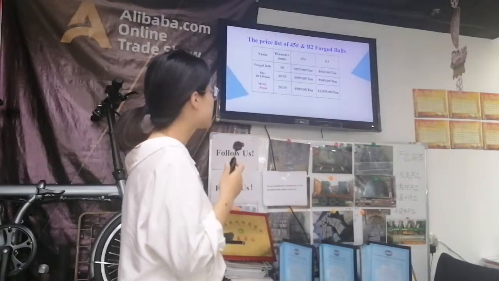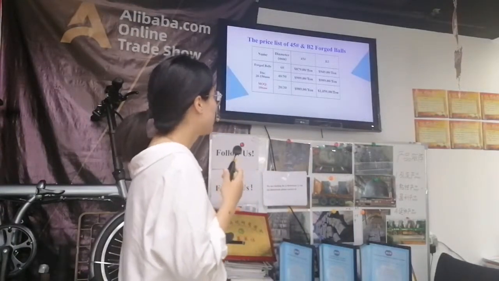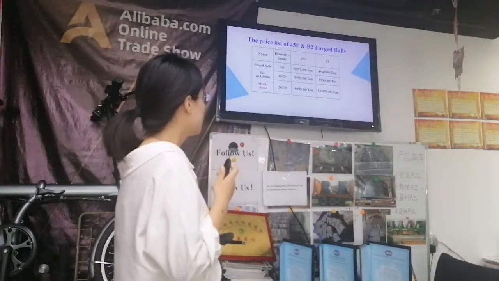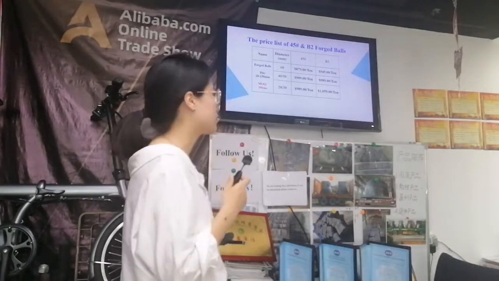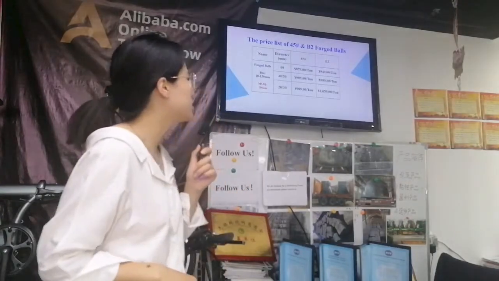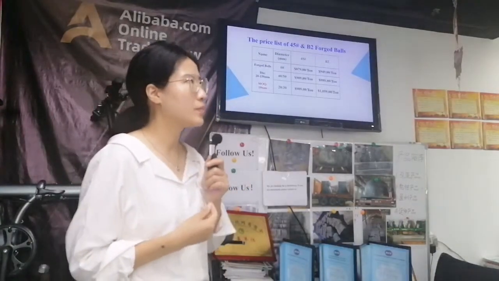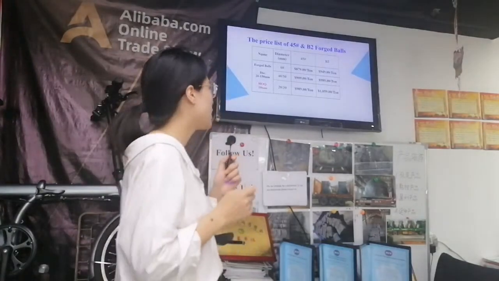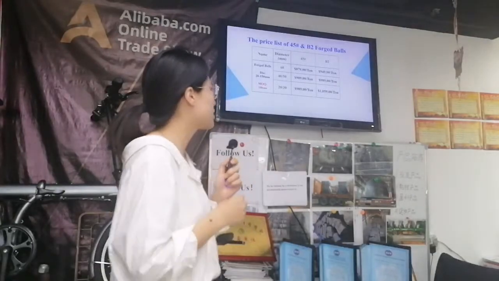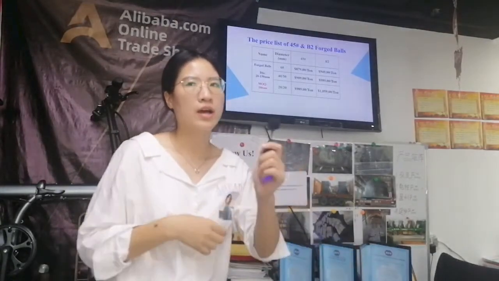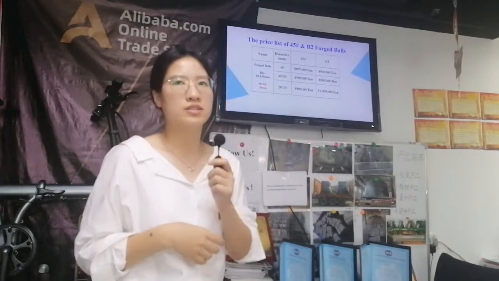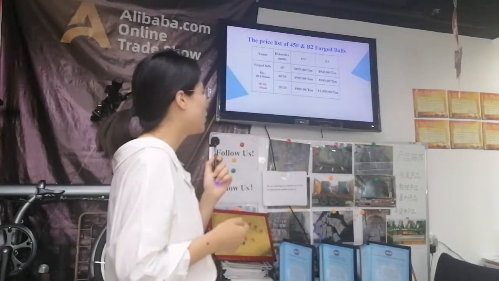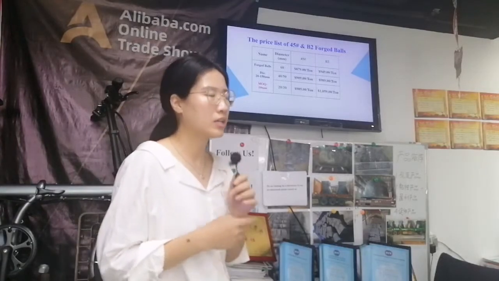And the prices of 45 and B2 forged balls. The MOQ is 10 tons, and the diameter is from 60 millimeters to 20 or 30 millimeters. And the unit price is $879 US to $1,049 US.